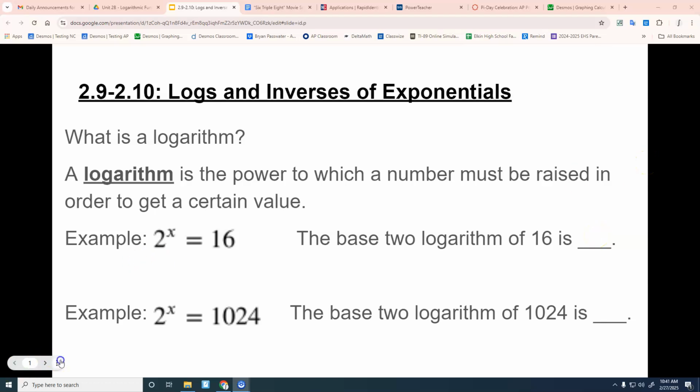Oh, I gotta get my pen here. That would be written like this: log with a base of 2 of 16. And so what is that? What is the x in that case? It would be 4, right?